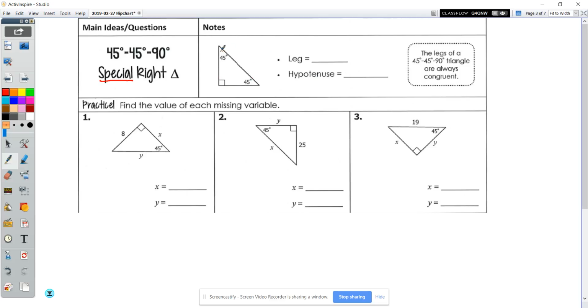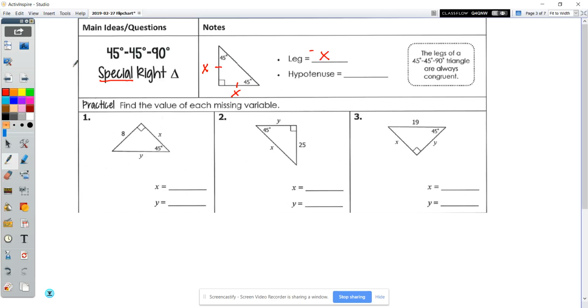Now, in this particular shape, the two sides that are next to the right angle are both called legs, and because these are both 45 degrees, this would be an isosceles triangle, making these legs the same length. I'm going to put an x here to represent the length of the leg. It could be any particular length.